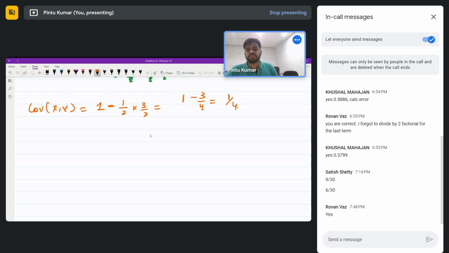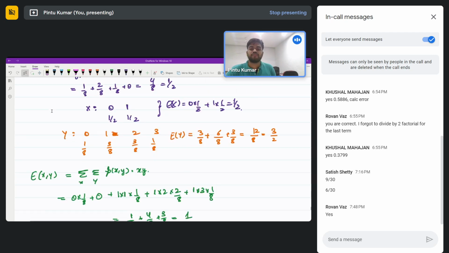Now, in order to get the correlation between x and y, I can use a better symbol. So this is covariance of xy divided by square root of variance of x into variance of y. So let's calculate variance of x and variance of y.